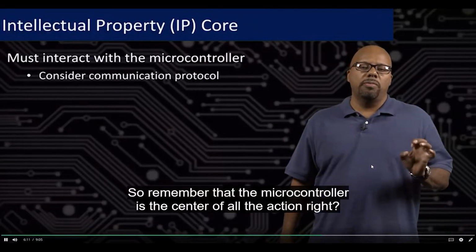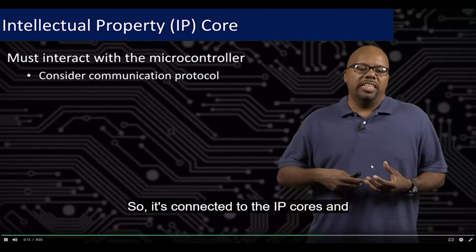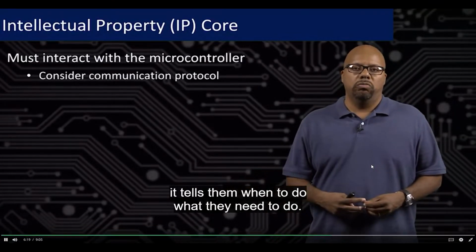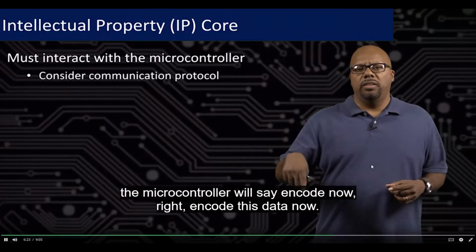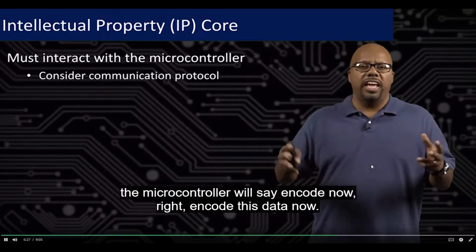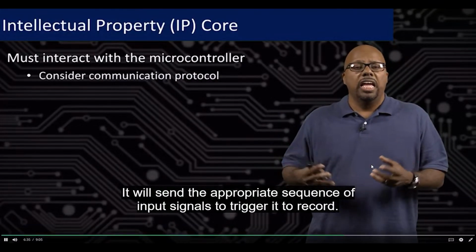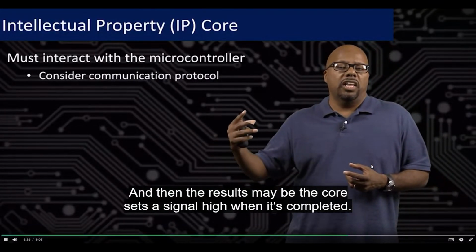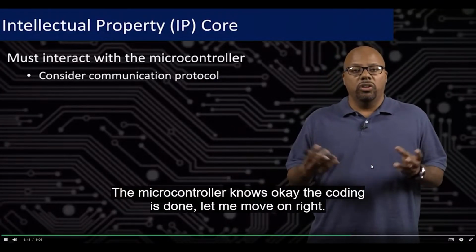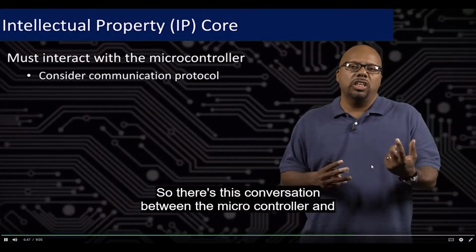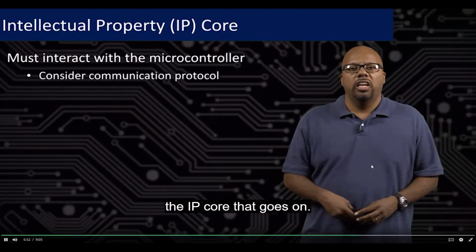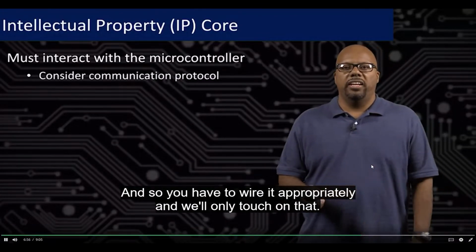And they have to interact with the microcontroller. So remember, the microcontroller is the center of all the action, right? So it's connected to the IP cores, and it tells them when to do what they need to do, right? So if an IP core is for encoding video, the microcontroller will say, encode this data now, right? And when I say it will say that, I mean through the signals, through the wires, it will send the appropriate sequence of input signals to trigger it to encode, right? And then the results, maybe the core sets a signal high when it's completed, and that goes back to the microcontroller. The microcontroller knows, okay, encoding is done, let me move on, right? So there's this conversation between the microcontroller and the IP cores that goes on. And so you have to wire it appropriately, and we'll only touch on that.